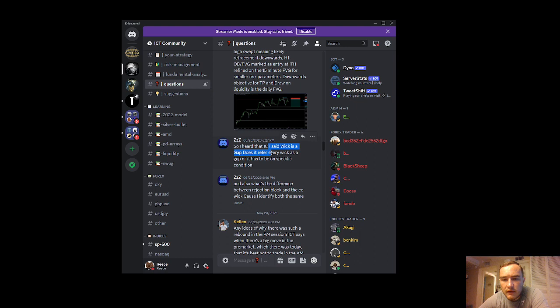So I heard that ICT said that wick is gap. Does it refer to every wick as gap, or does it have to be on a specific condition? The longer the wick, the more likely it is an inefficiency. These things are discernment, not science, sometimes.